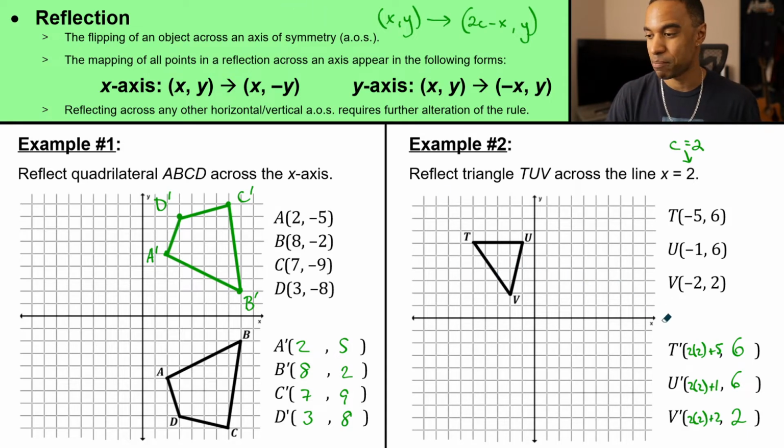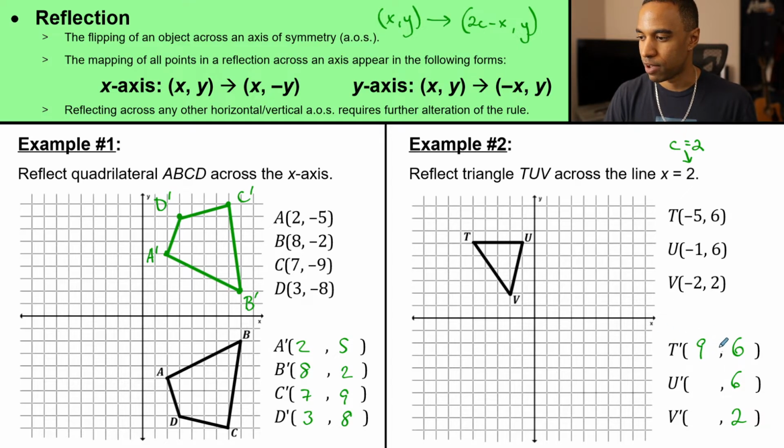We'll see if it looks like it makes sense. 4 plus 5, 4 plus 1, 4 plus 2. Okay, 9 comma 6. Let's see how T prime looks after this with all the other ones.